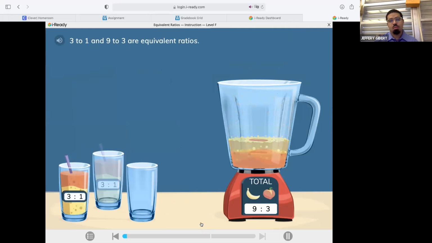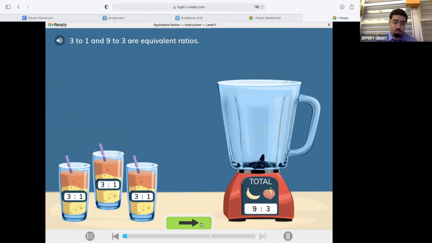3 to 1 and 9 to 3 are equivalent ratios, which means that they represent the same relationship between the quantities. Does everybody see that? They're equivalent because if I multiply both these numbers, 3 and 1, by the same number, I get these 2 numbers, 9 and 3. 3 times 3 is 9. 1 times 3 is 3. So for ratios to be equivalent, you have to multiply or divide both numbers in your original ratio to get the new numbers in your new ratio.